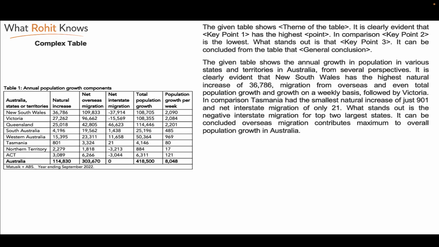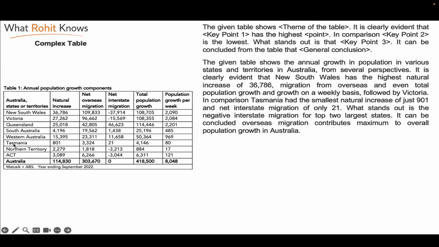Now an example: the given table shows the annual growth in population in various states and territories in Australia. Again, a bit of paraphrasing in the first, and instead of saying different growth components, I said from several perspectives. Then, the first point: it is clearly evident that New South Wales has the highest natural increase, migration from overseas and even total population growth and growth on a weekly basis. So see, I combined all these different points. I didn't mention the number for each. It's not important. I mentioned it for one, and then I clubbed it with Victoria, followed by Victoria. So I tried to cover two rows in one because they are at the top.